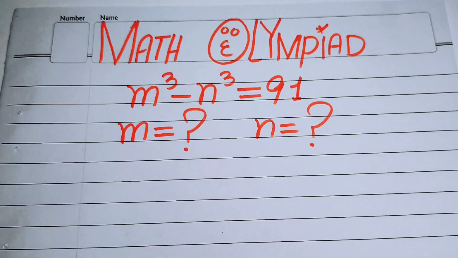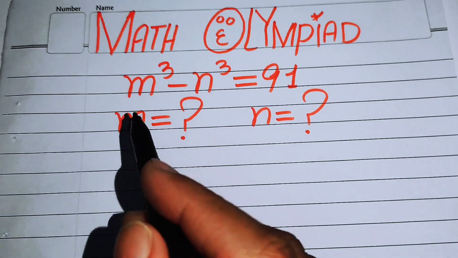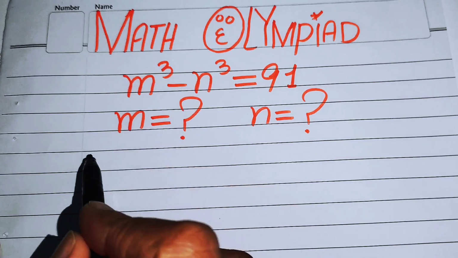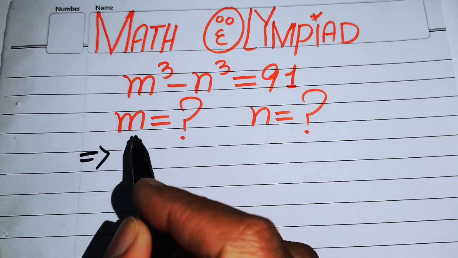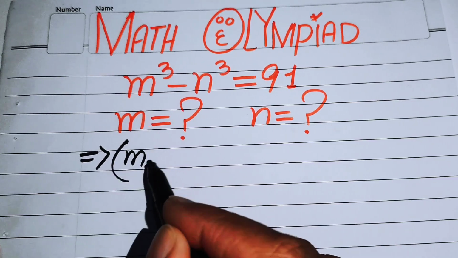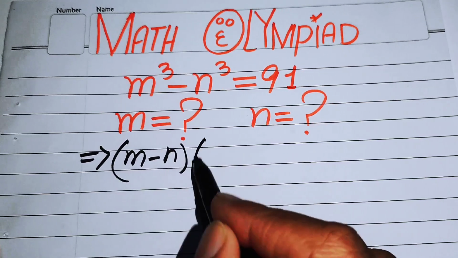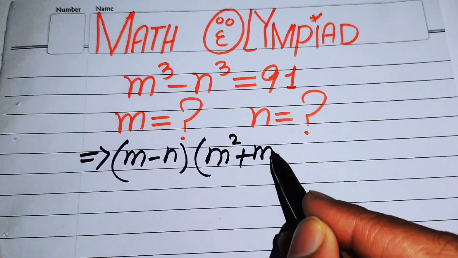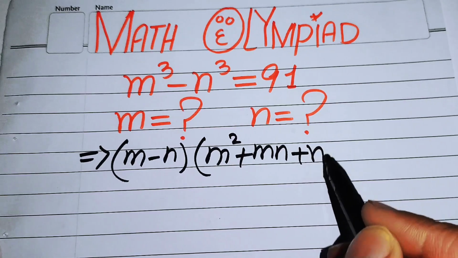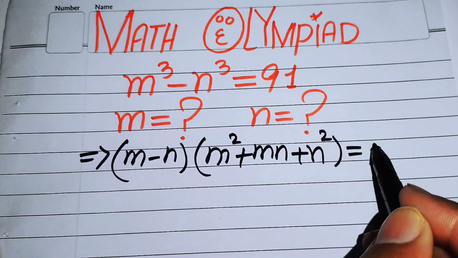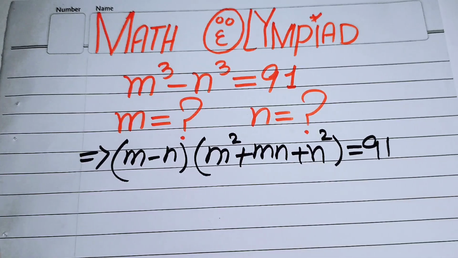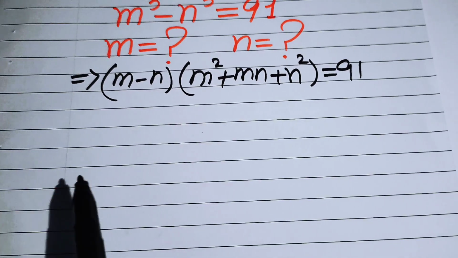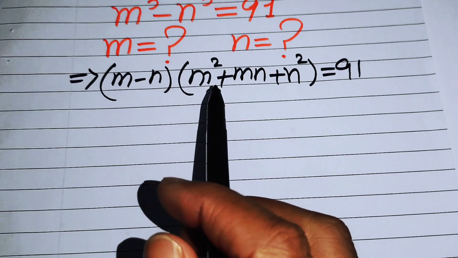The very first thing we are going to do is use the cubic formula, and you will write the output of this expression as m minus n times m squared plus mn plus n squared, and this whole equation equals 91. If you focus on the left hand side, you have two factors which are multiplied by each other.